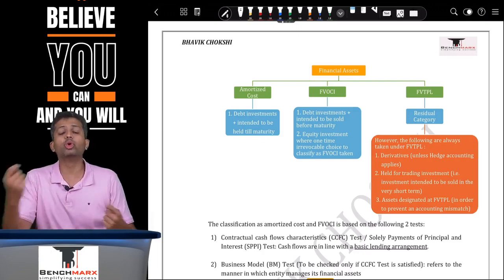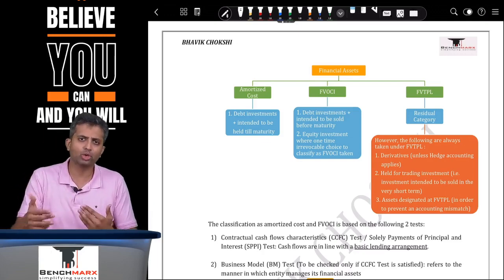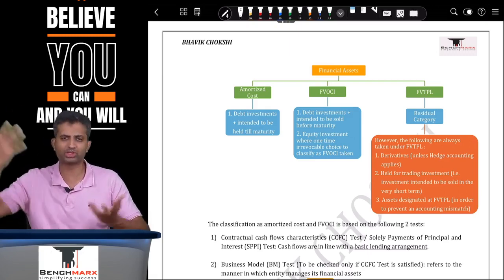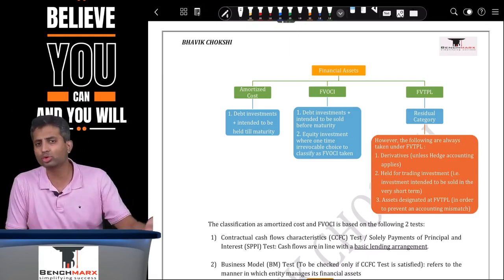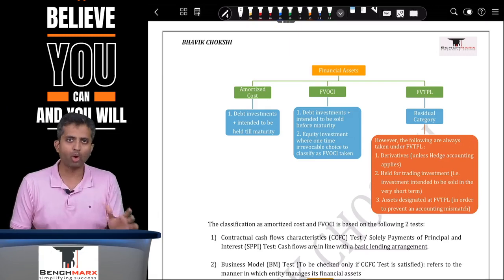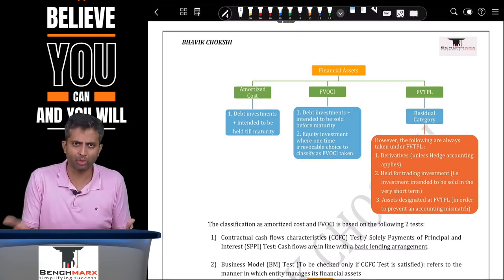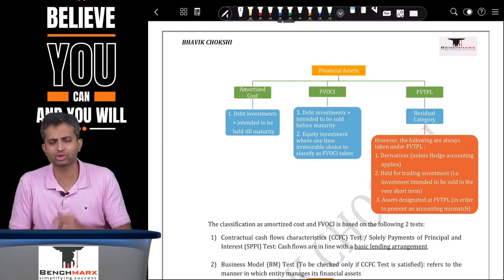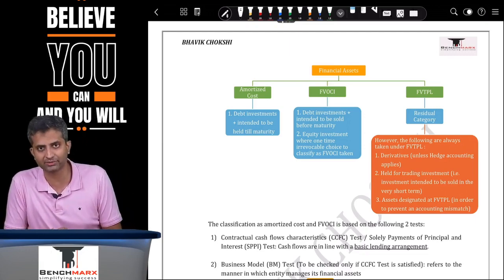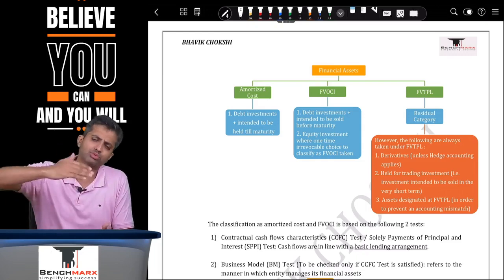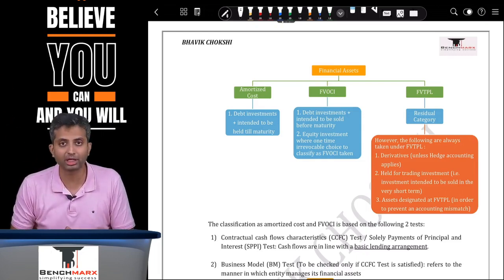However, if you have something like a gold index bond, in a gold index bond you will get a return indexed to the gold price. If gold price goes up, you'll get more. If gold price goes down, you're going to get less. Now, this is a bond, but it does not meet what a basic lender expects on a bond, and hence in such a case the SPPI test or CCFC test is not satisfied. If it is not satisfied, then the gold index bond or any such instrument will go into the FVTPL category only.